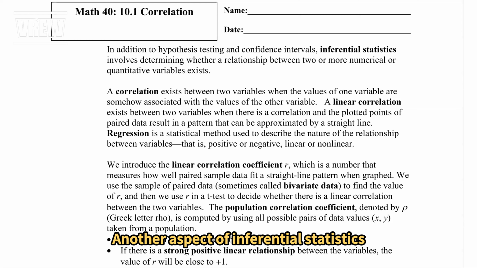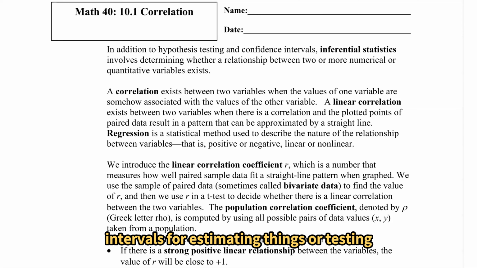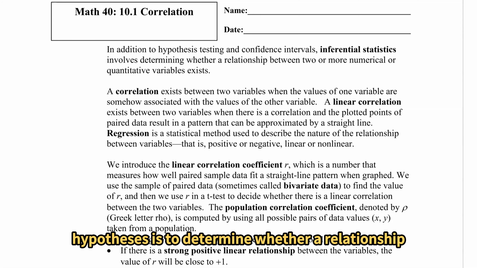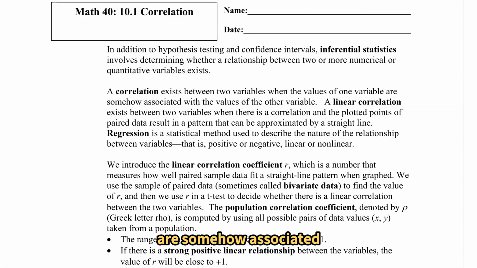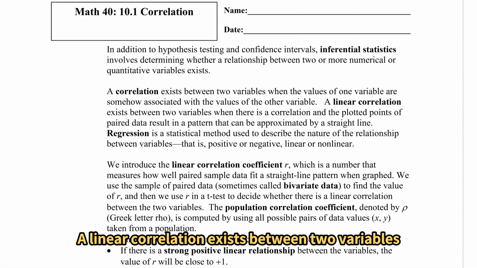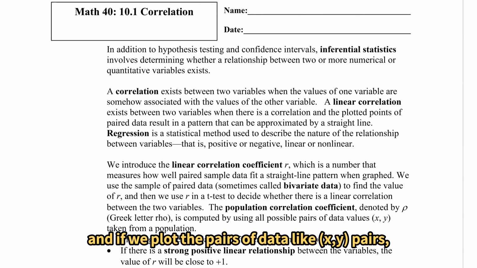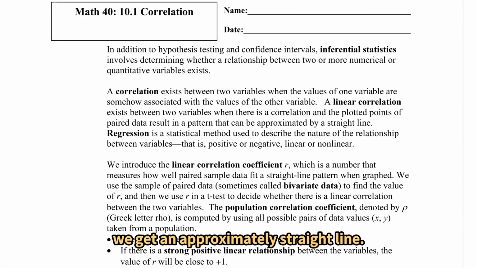Another aspect of inferential statistics, beyond hypothesis tests and confidence intervals for estimating things or testing hypotheses, is to determine whether a relationship exists between two or more quantitative variables. We say a correlation exists between two variables when the values of one variable are somehow associated with the values of the other variable. A linear correlation exists between two variables when there's a correlation, and if we plot the pairs of data, like XY pairs, we get an approximately straight line.